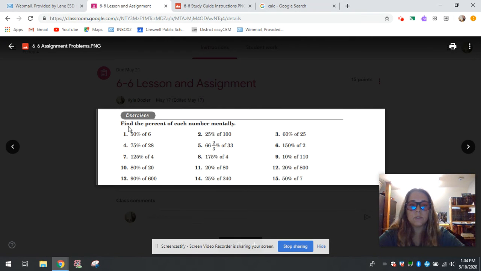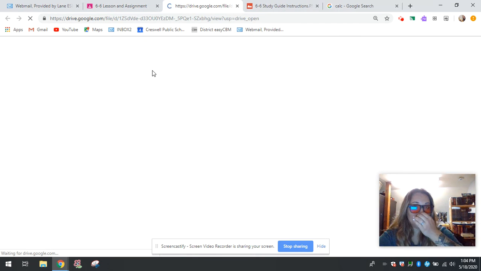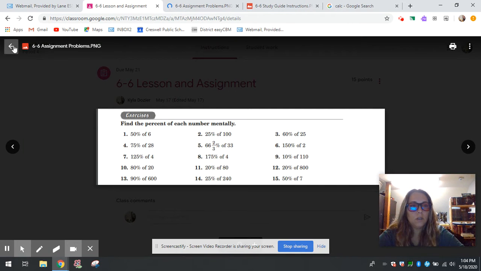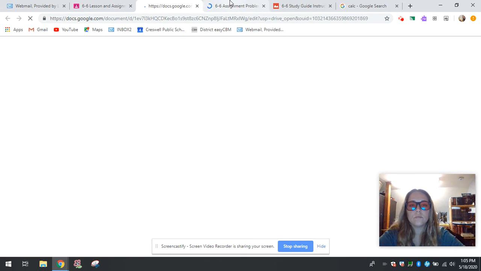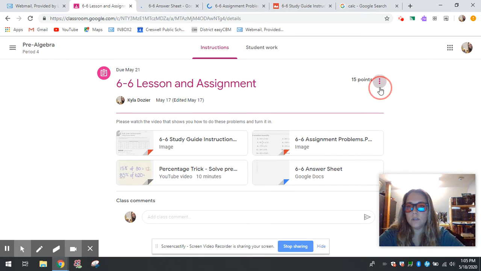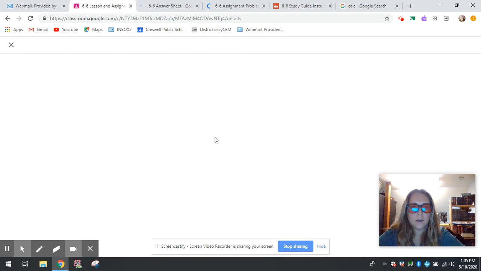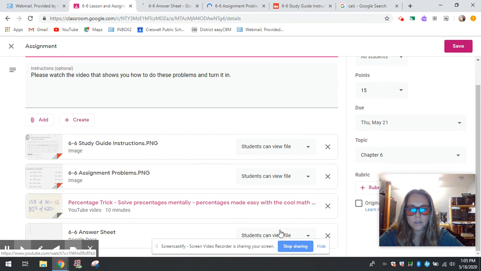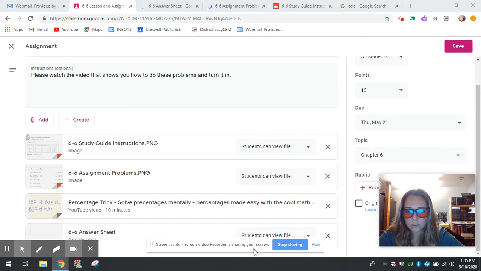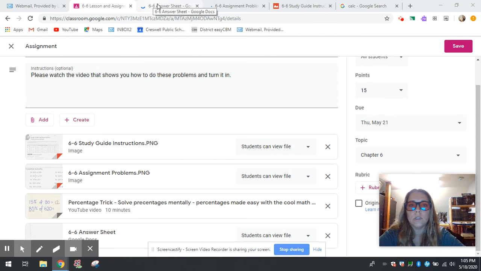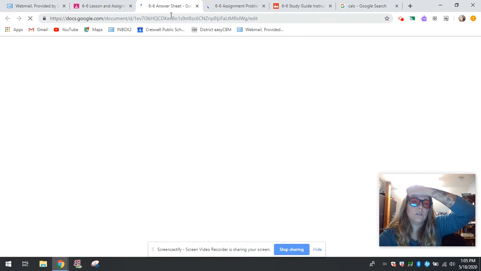Here are our problems. Find the percent of each number mentally. Open in a window. I'm going to go back and open up my answer sheet. For some reason on this one, usually I have an option right here. Hold on, let me move this. Where I can click make a copy for each student, but for some reason today the computer did not feel like working the way it typically does, and it wouldn't let me do that.